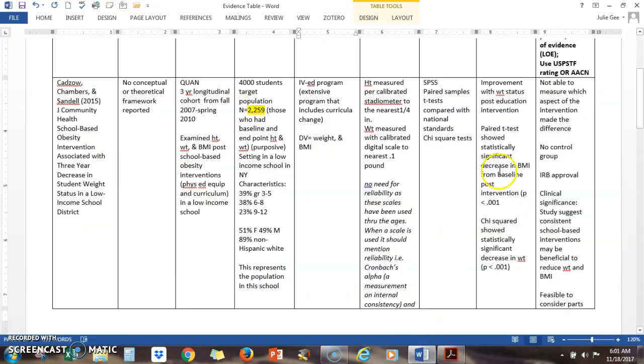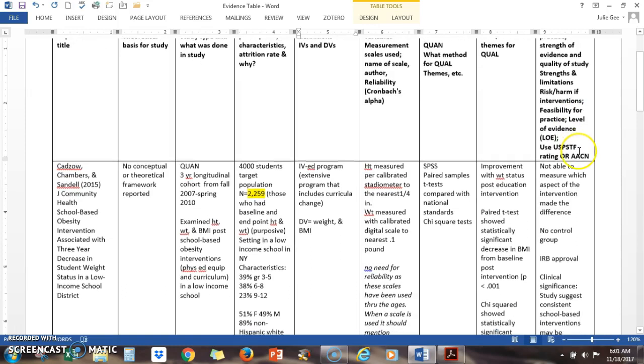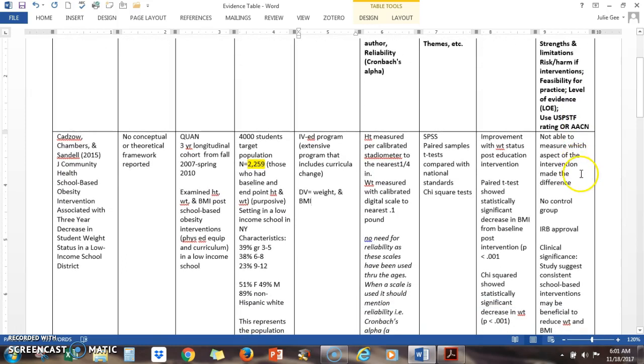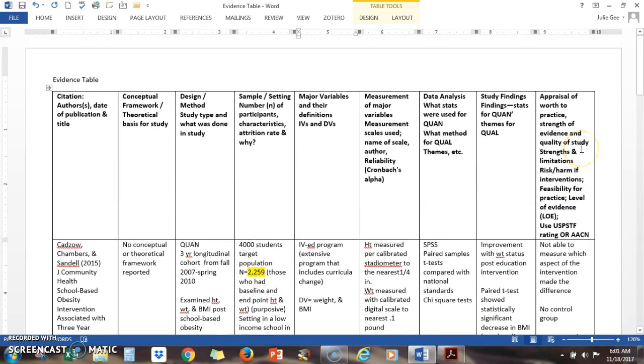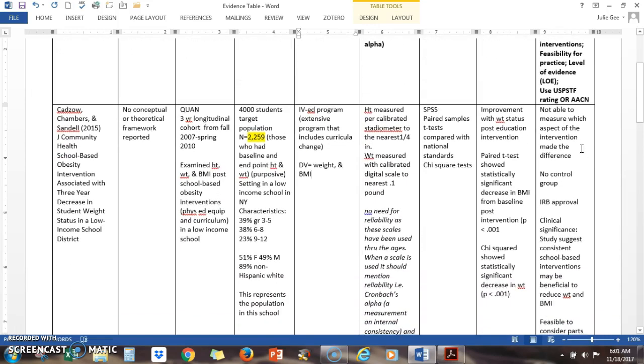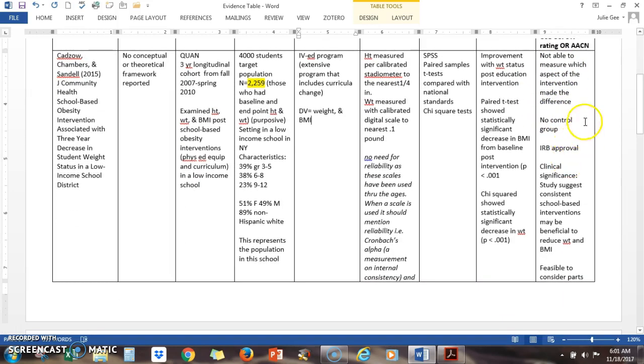So I pulled it right back over to this table, and what was brought out in the article is, first of all, a limitation with this article was that they weren't able to measure which specific aspect of the intervention really made the difference. So we know there was a difference made in BMI and weight, but what really did it? Was it the curricula? Was it the certain equipment they put into play? And that's okay. This is a limitation, and they mentioned it, and that's what's important.